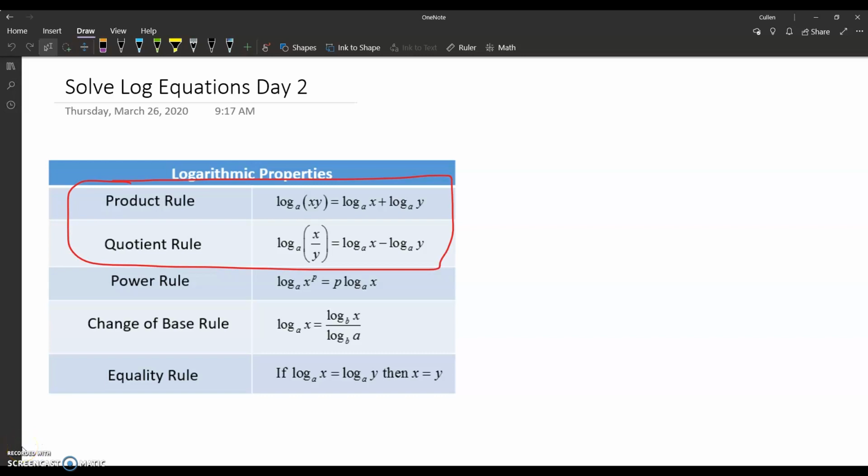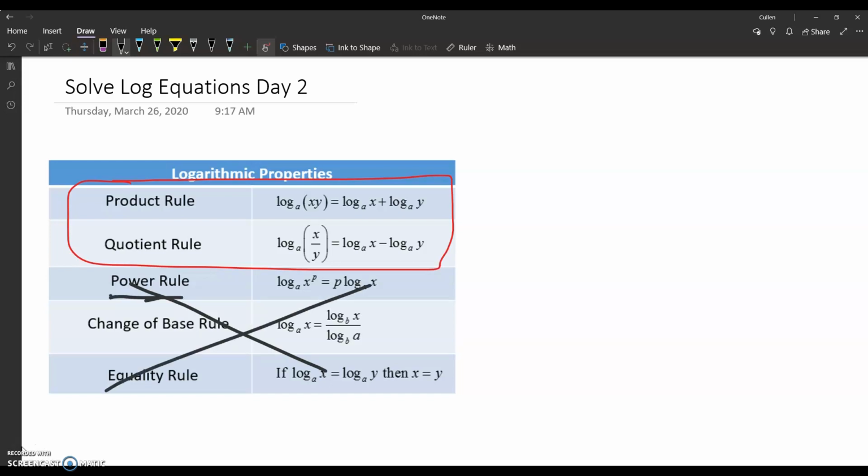Alright guys, this is going to be the second day that we're doing this week of solving log equations. And what we're going to do today is, let me review for just a second the properties of logarithms, at least a few of them, because we will be using these top two ones. We will actually not be using these three bottom ones.